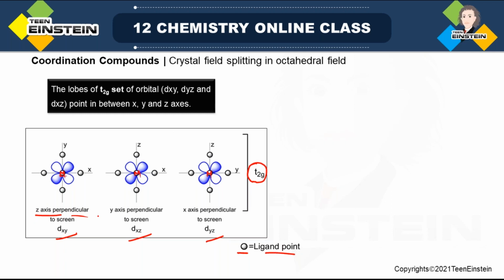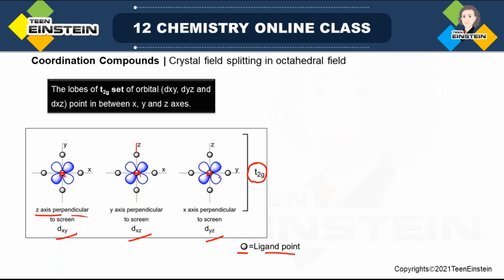When it is dxz, now the lobes will be in the plane of zx. So now we have taken zx on the plane of screen, and y-axis will be perpendicular to the screen. And for dyz, now you have to take z-axis and y-axis. Lobes will be in between the axis, and now x-axis is perpendicular to the screen, because all the three axes are basically 90 degrees to each other.